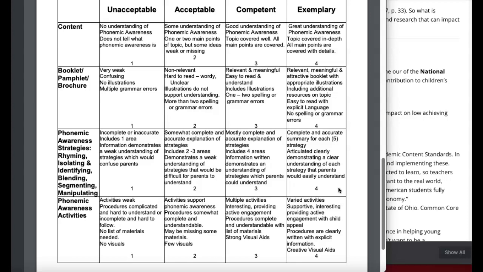Also, when you turn in your final brochure, please make sure that you include the word final in the title. That way I know that the correct brochure is going to be scored. So please put the word final in the title of your brochure.